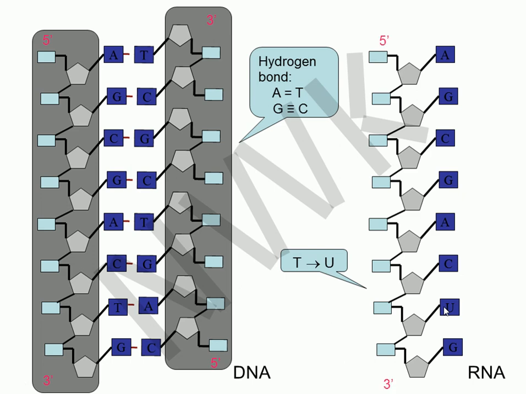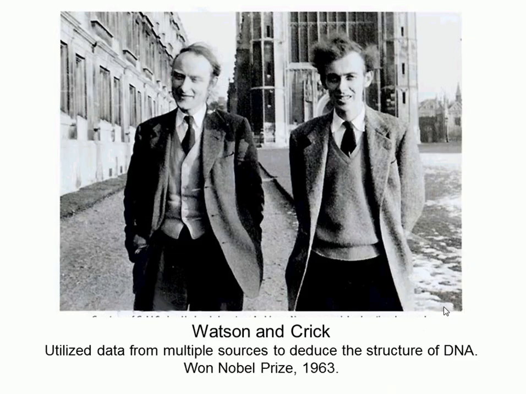So the structure of this DNA is known as the Watson and Crick model, discovered by two scientists who won the Nobel Prize in 1963.